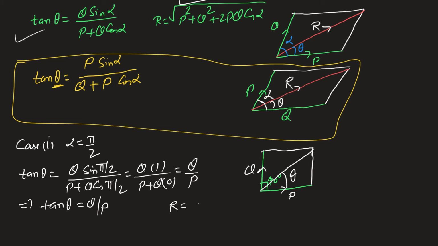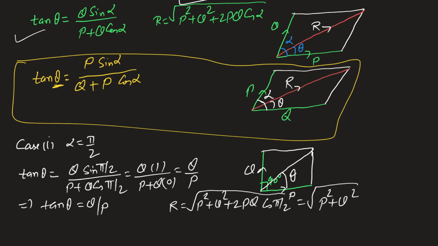and resultant will be the square root of P square plus Q square plus 2 P Q cos pi by 2. Fine. So, this will be P square plus Q square, and cos pi by 2 you know is 0. So, this is the resultant. So, this is the case number 1.